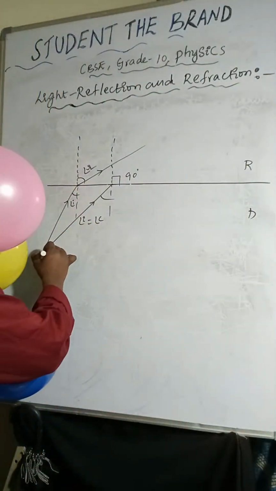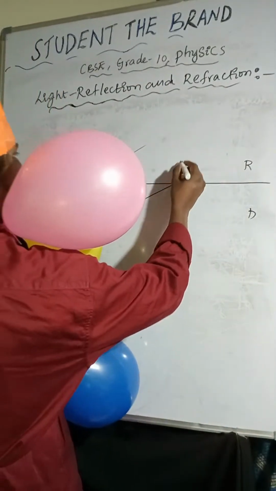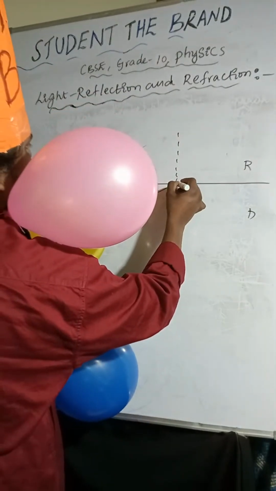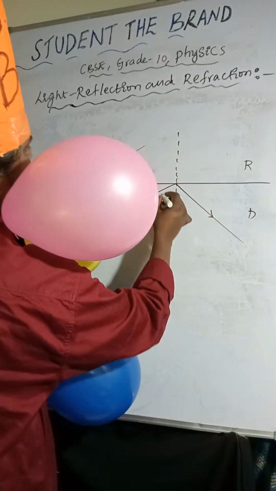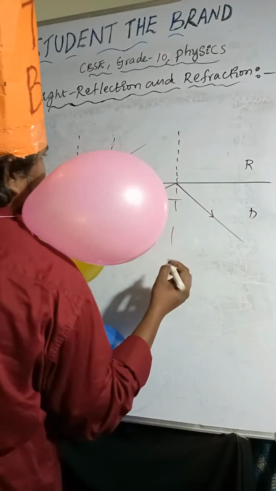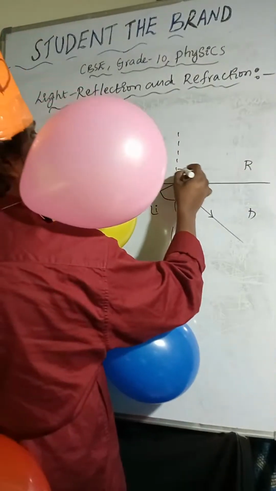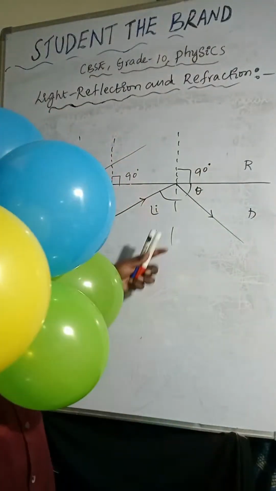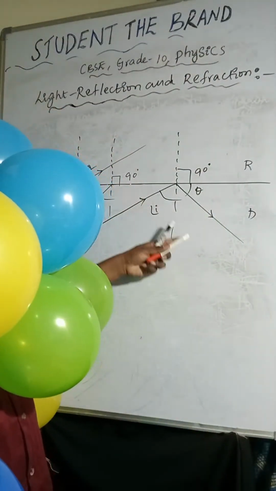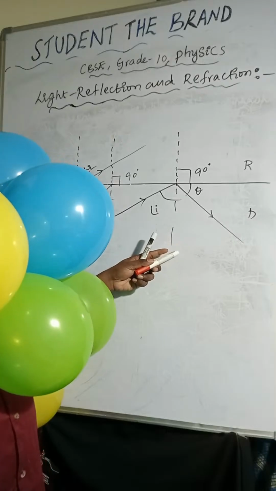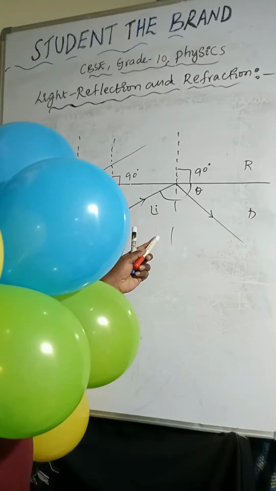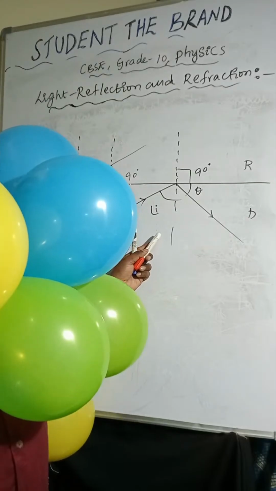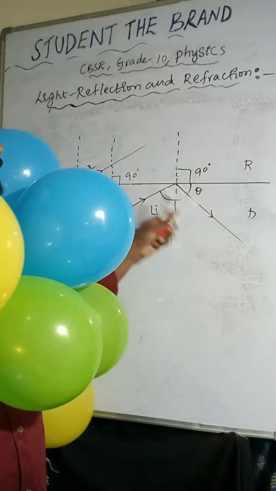Okay, if I take a light ray like this, at a certain angle of incidence, this is the angle of incidence. So it makes more than 90 degrees, here is 90 degrees, then theta. If it makes more than 90 degrees, then it will be reflected back into the same medium. This phenomenon is called total internal reflection. Incident ray, reflected ray.